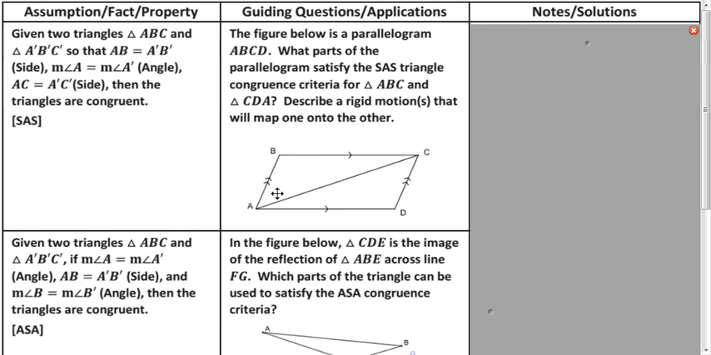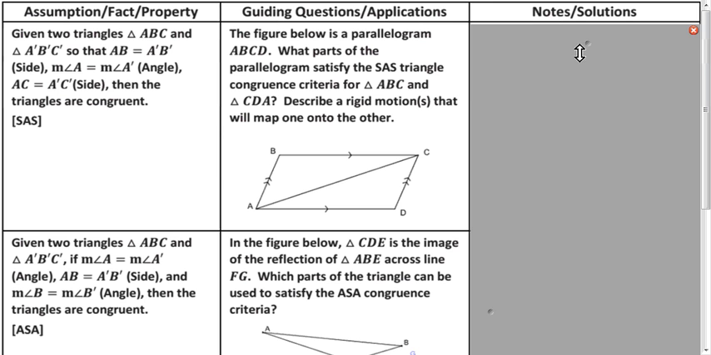So they give us this parallelogram here, and we want to figure out, okay, well how can we satisfy side angle side with it, and what rigid motion could we use to map one of these triangles onto the other one? So how can we prove that they're congruent with side angle side? Give that a shot and I'll show you my answer.